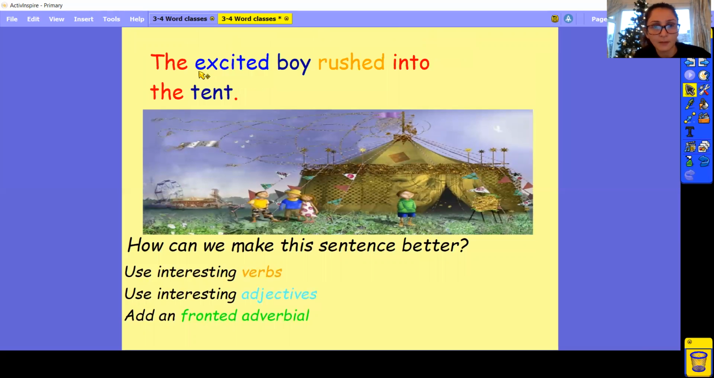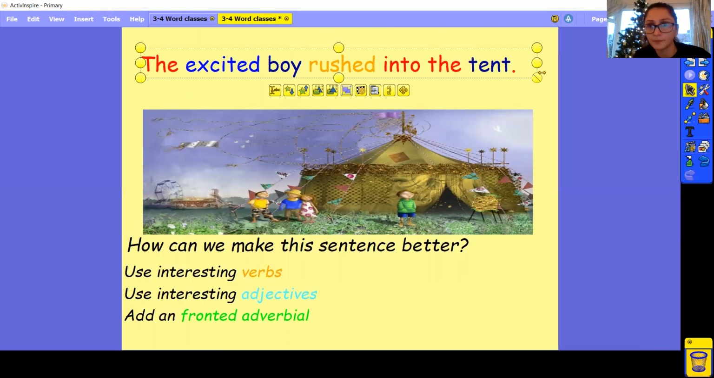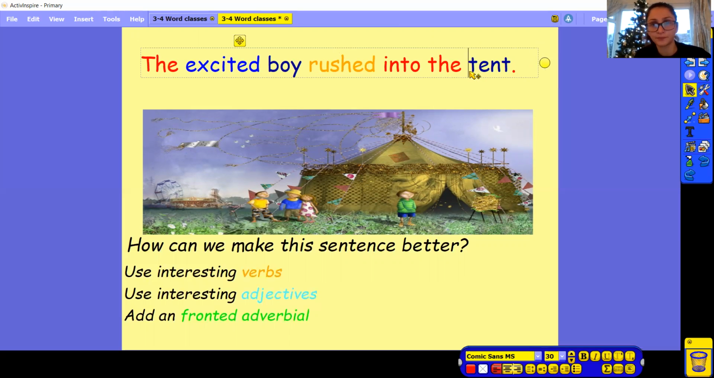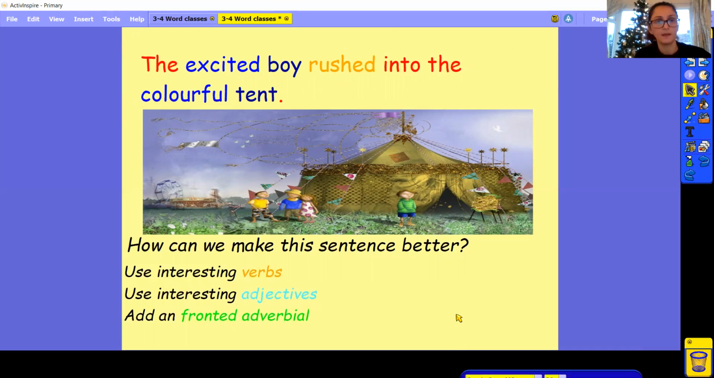So make this a little bit smaller as well so I can fit everything in. Move this to the side. There we go. So the excited boy rushed into, I'm going to put the colourful tent. I'm going to change that into a light blue as well. So the excited boy rushed into the colourful tent. I've already up-leveled this loads, okay? So, and can we use a fronted adverbial?